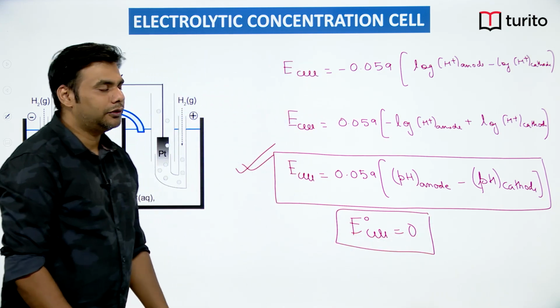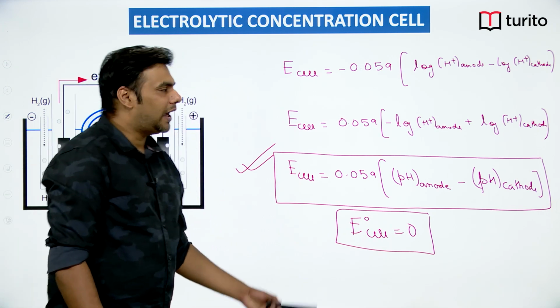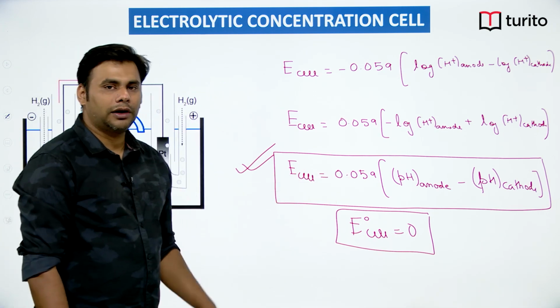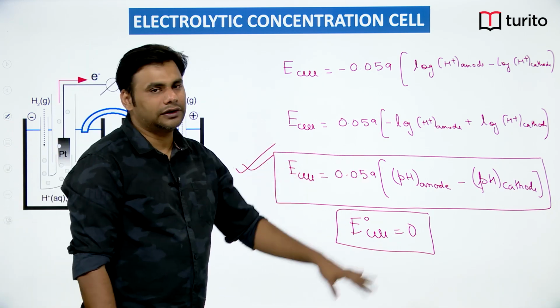Okay, hope this is clear to you. So this was your basic electrolytic concentration cell. Have a snapshot of this. This is a very important formula. Like most of the questions that come in JEE Advanced are related to this formula.